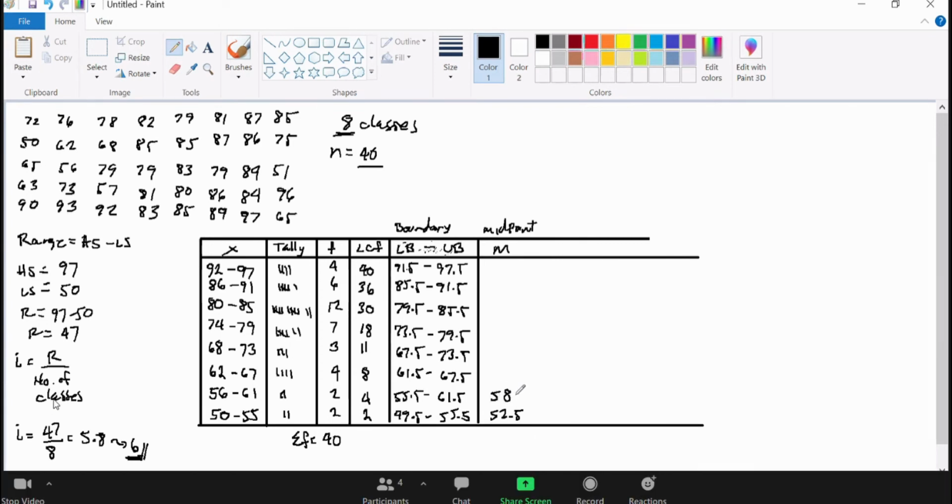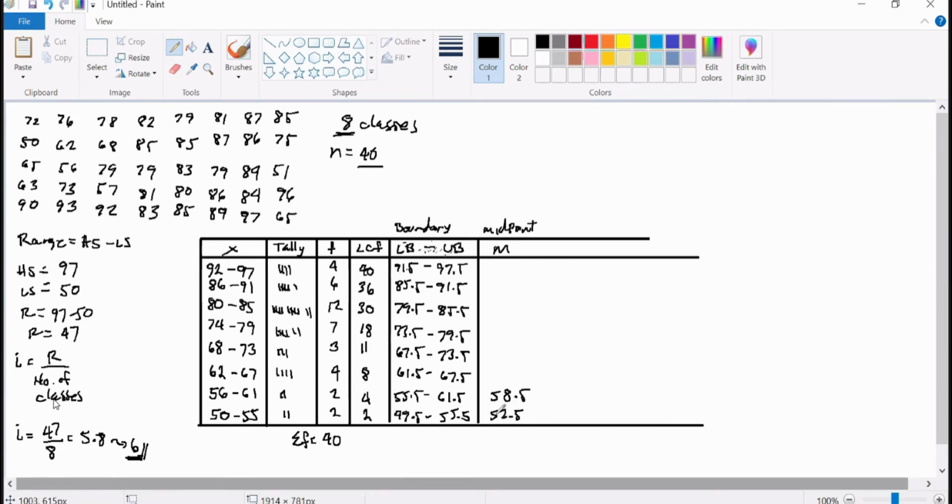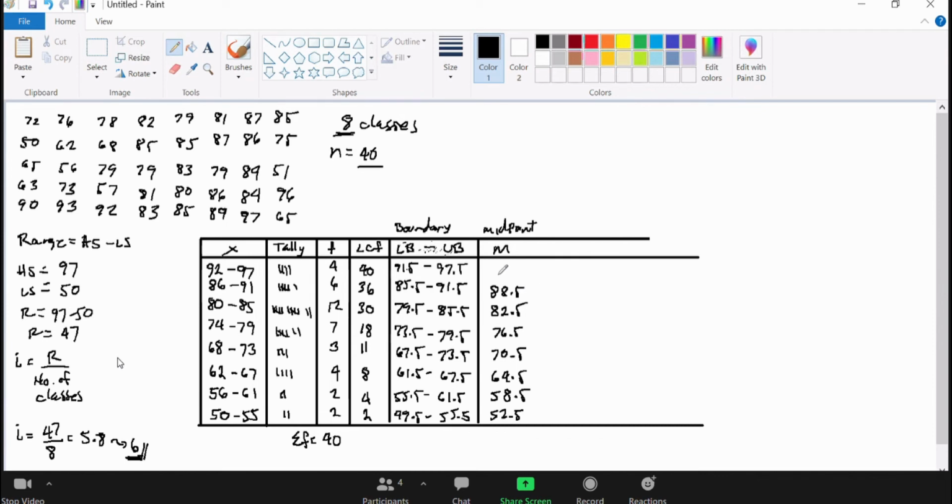Okay. So next one is 58.5. The shortcut is once you get the first, you just add I going up the interval. So 58.5 plus 6 will give you 64.5, 70.5, 76.5, 82.5, correct? Yes. 88.5, and the last one will be 94.5.